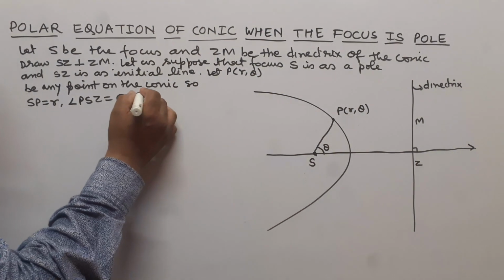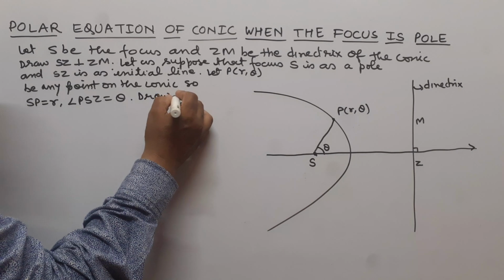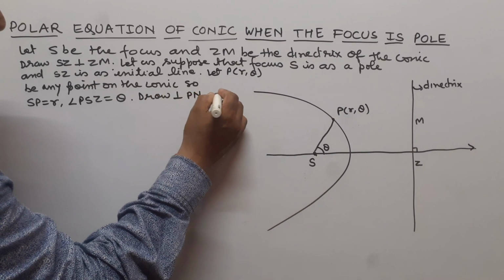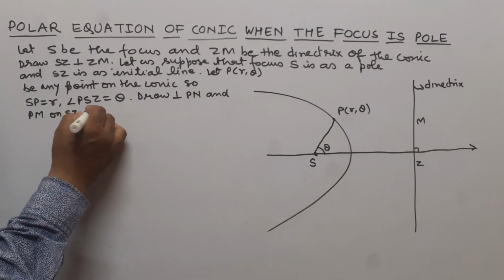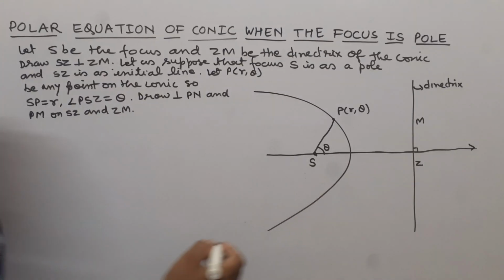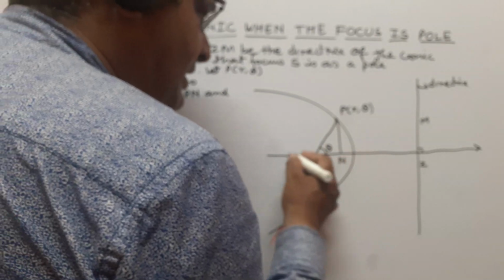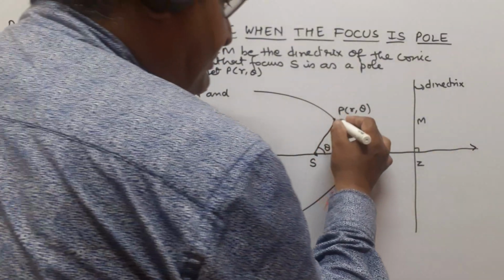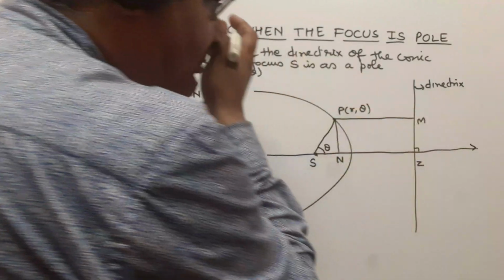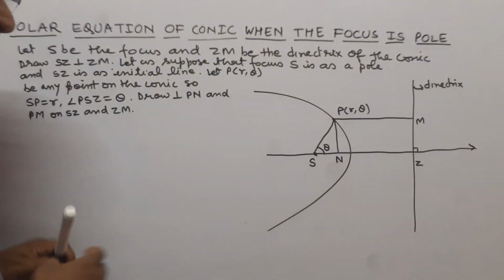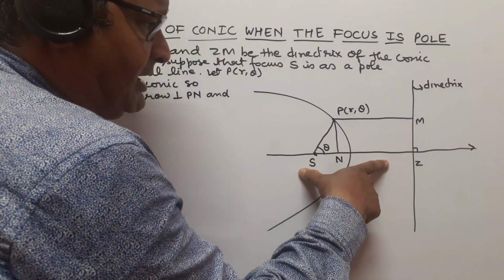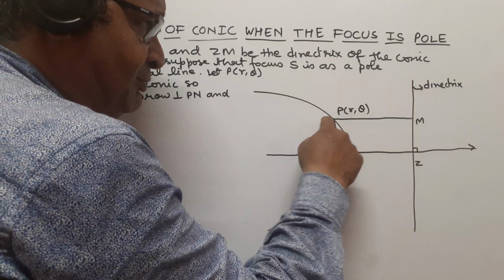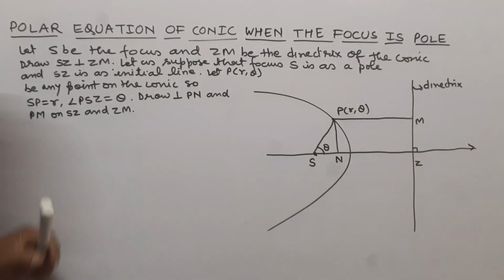Now draw perpendicular PN and PM on SZ and ZM. You can see here this PN is the perpendicular drawn from point P on the initial line SZ, and PM is the perpendicular drawn from P on the directrix ZM.